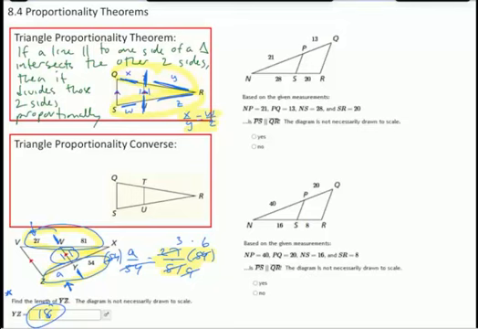All right, the second part to this is just the converse, and that says that if two sides of a triangle are cut off in equal ratios or proportionally, then it means that that line is parallel to the other side. So here's how that would be written. If a line divides two sides of a triangle proportionally, then it is parallel to that third side.